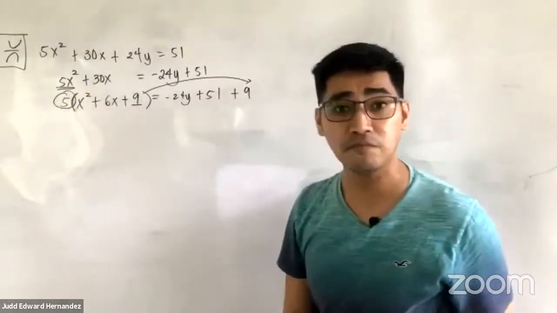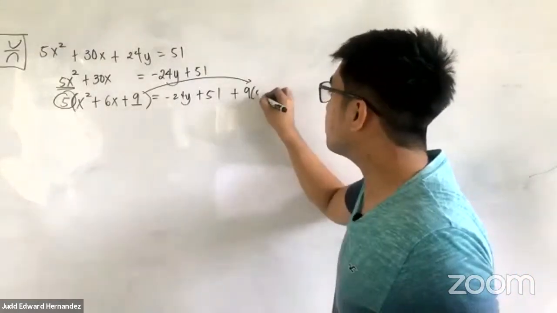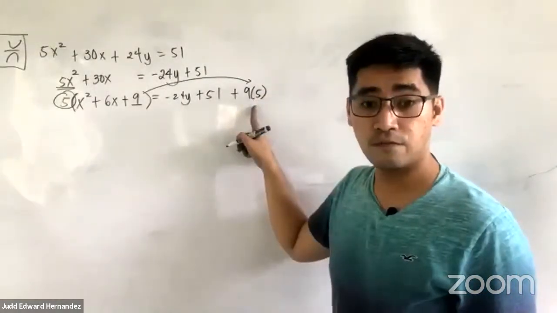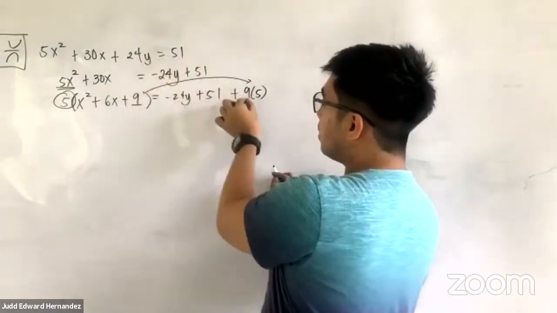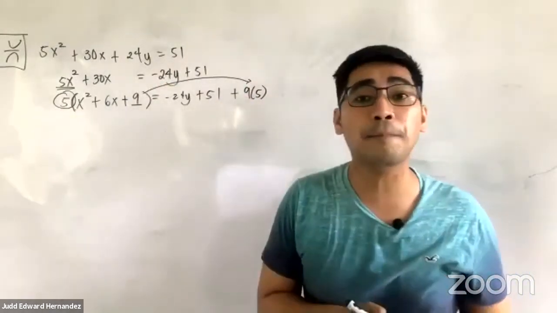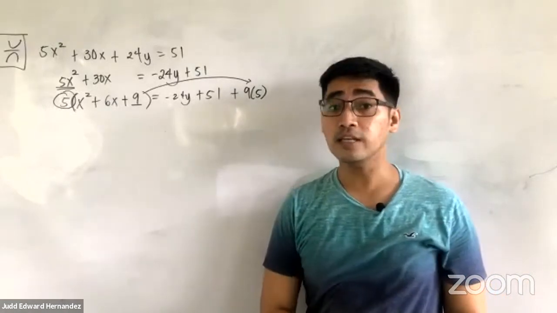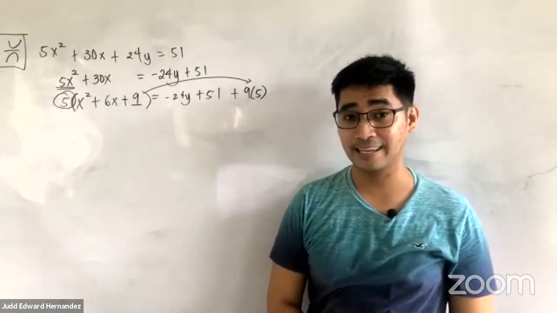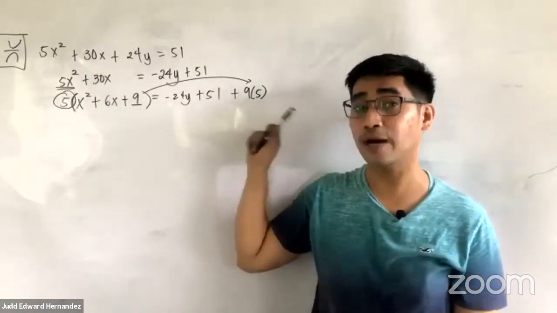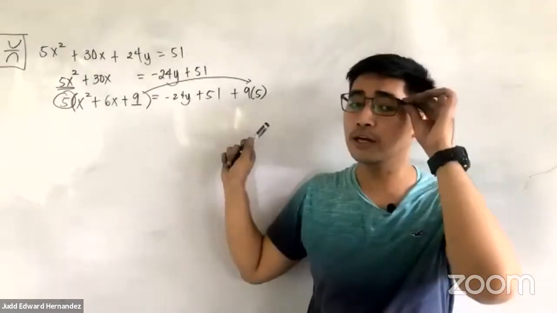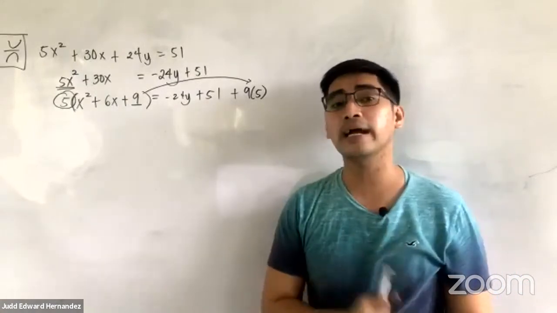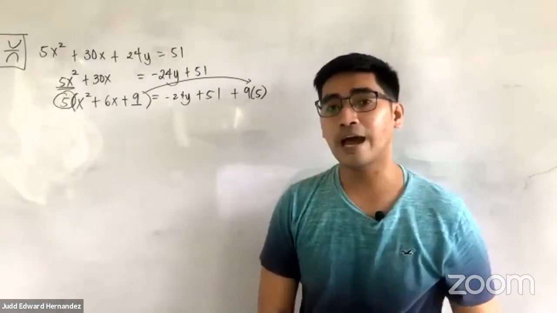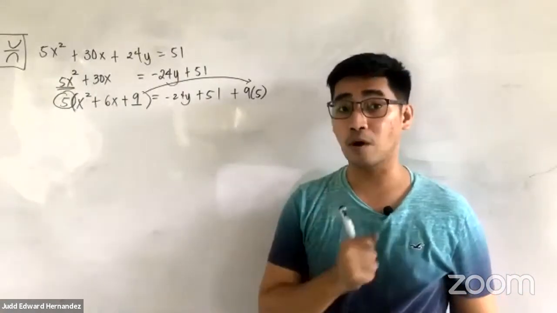Pero wag mong kakalimutan yung finactor out mo. Nag-factor out ka ng 5, di ba? Therefore, you need to multiply this by 5. Kung ano man yung finactor out mo doon, at kung ano yung nilabas mo dito, pag mumultiplyin mo sila. You need to multiply. And I hope this is clear. Maliwanag na, ha? Okay, so ganun palagi yung ginagawa if there is a numerical coefficient of either x squared or y squared.